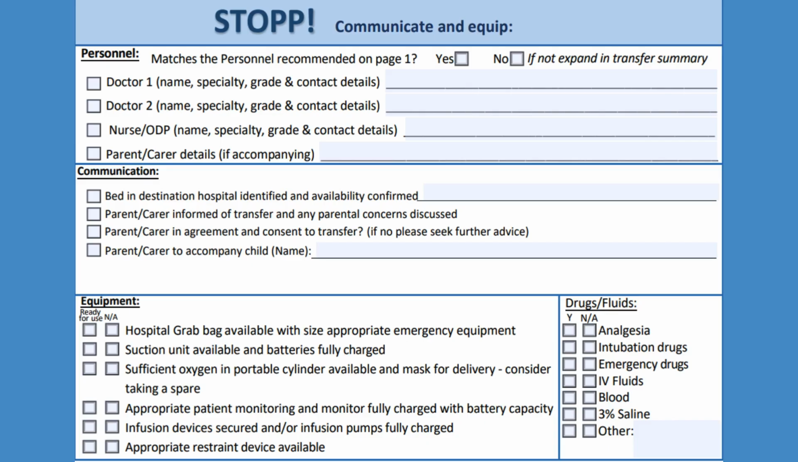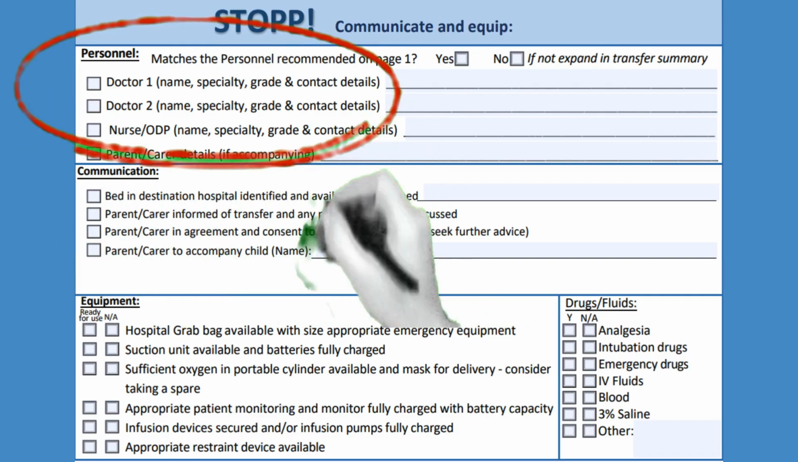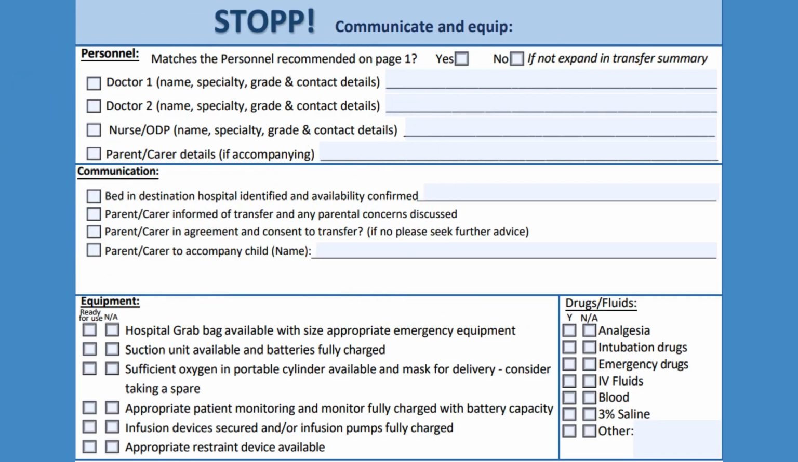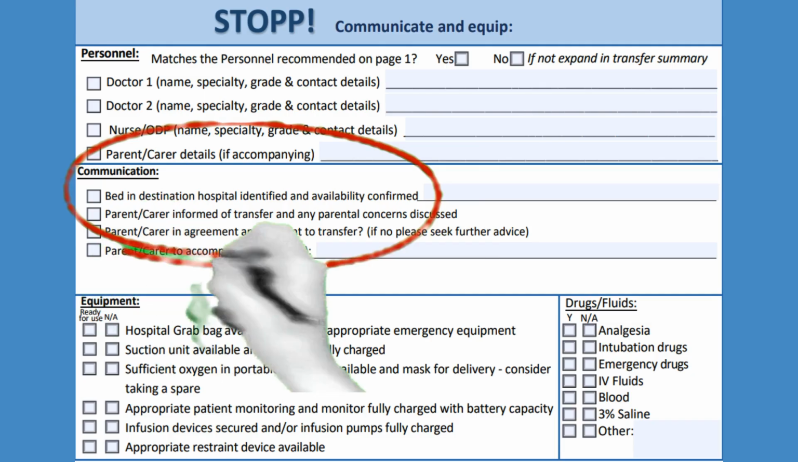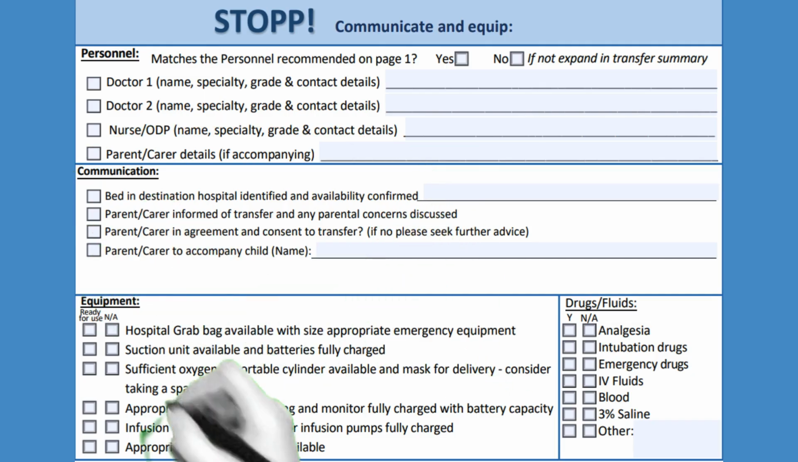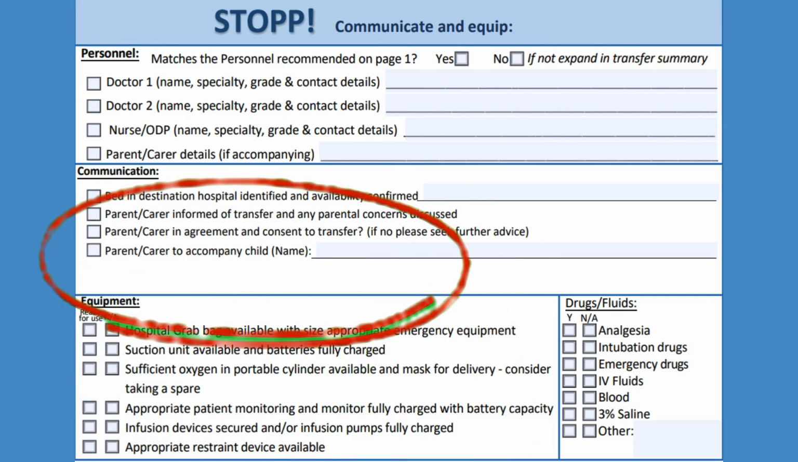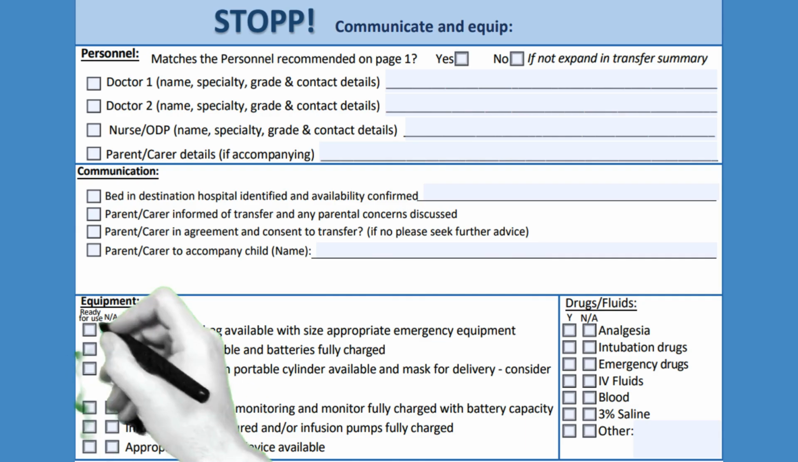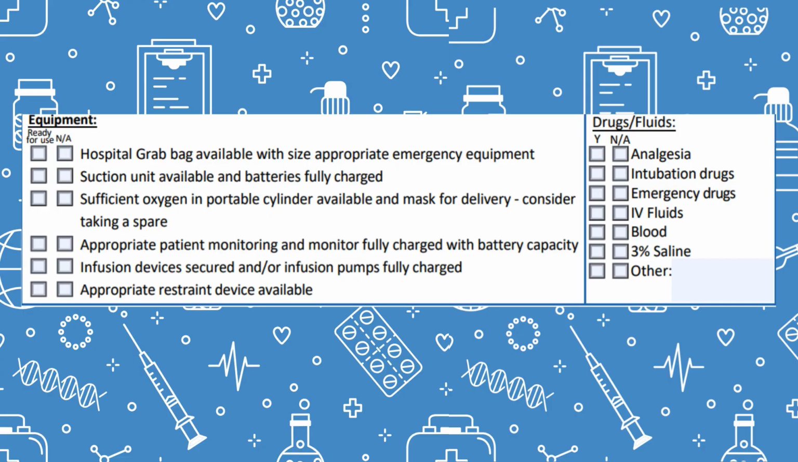At the bottom of page 3, there is encouragement to stop, communicate, and equip. Identify key personnel involved in the transfer. Ensure that the destination hospital has been identified and bed availability confirmed. Document discussion with the family and the identity of the parent or carer who will accompany the child. Finally, there is a list of equipment to be considered for the transfer.